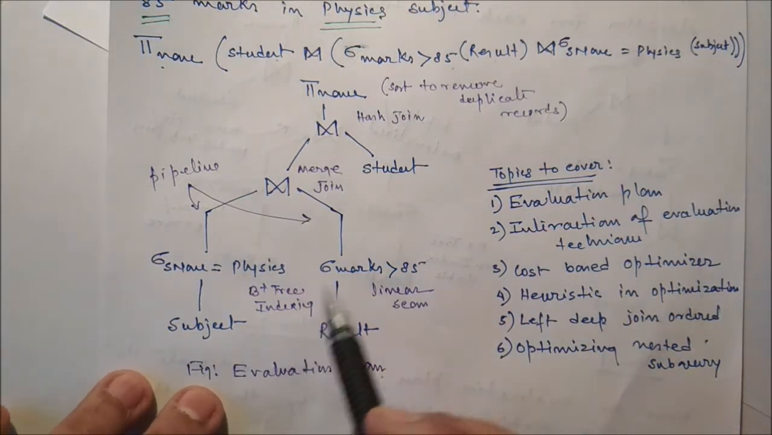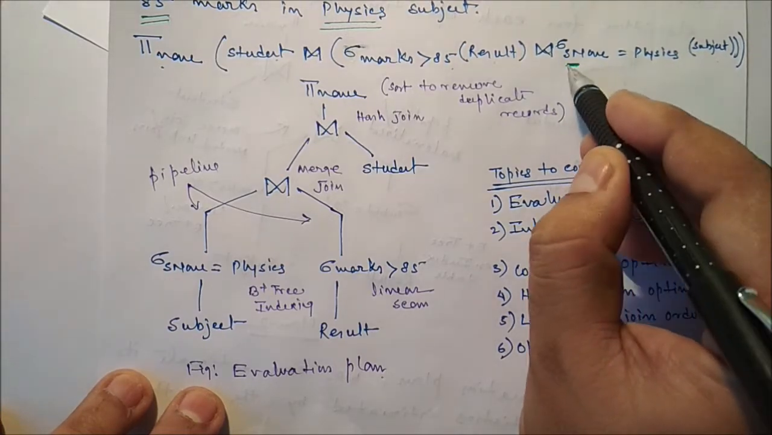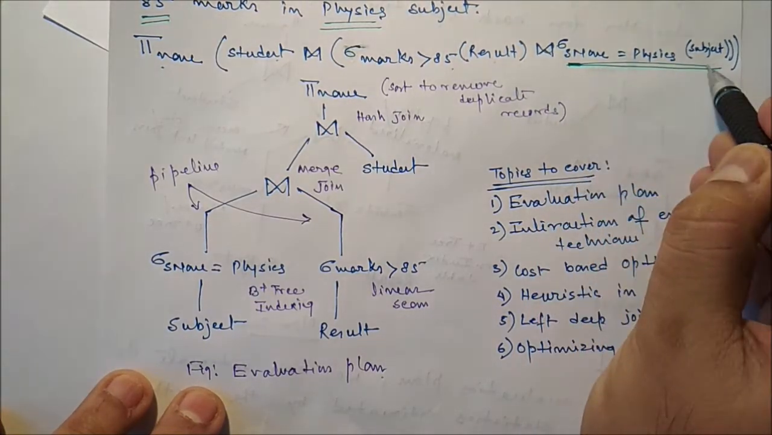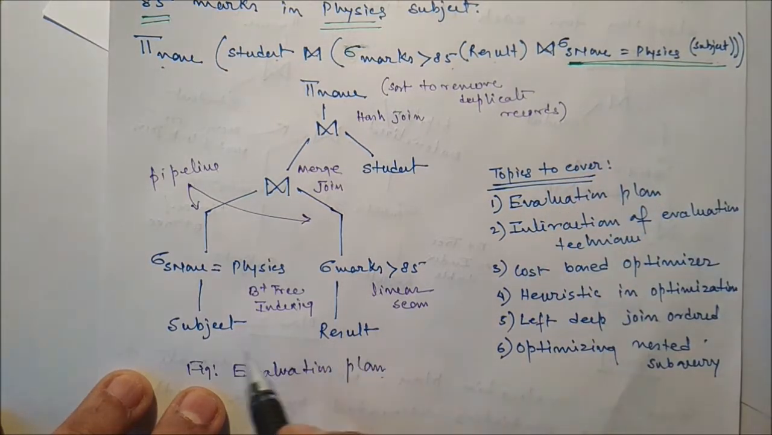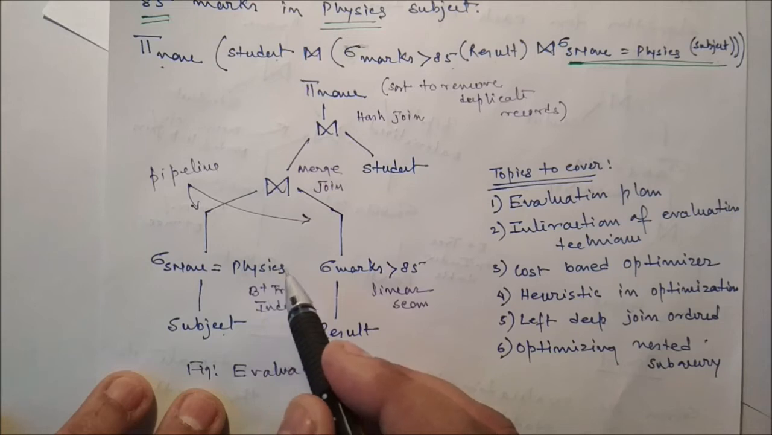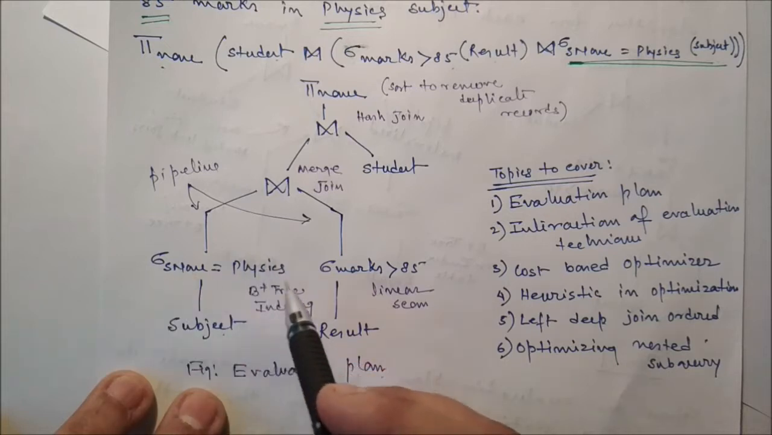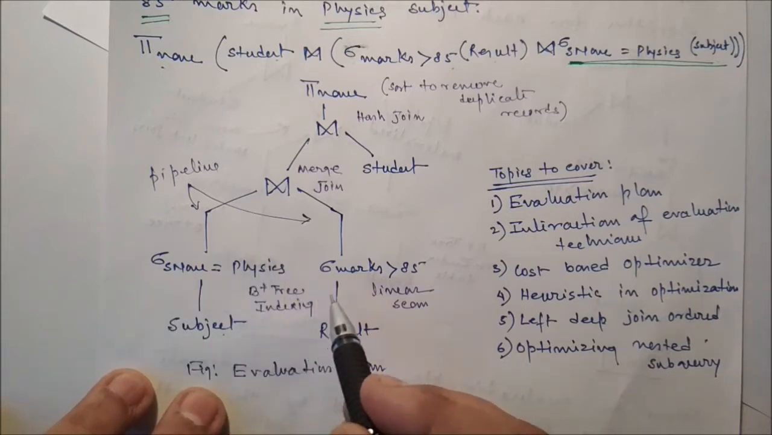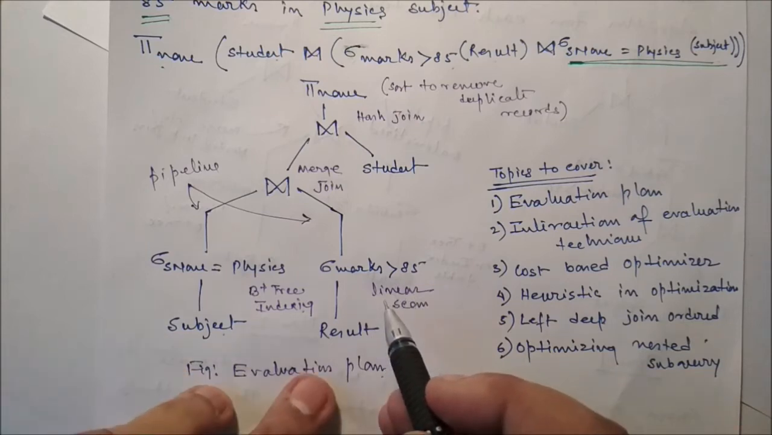So from the subject table, first of all, we have to apply the selection condition. From the subject we have to apply the selection condition. Now to apply the selection condition, we may use B plus tree indexing. So this is what algorithm should be used.